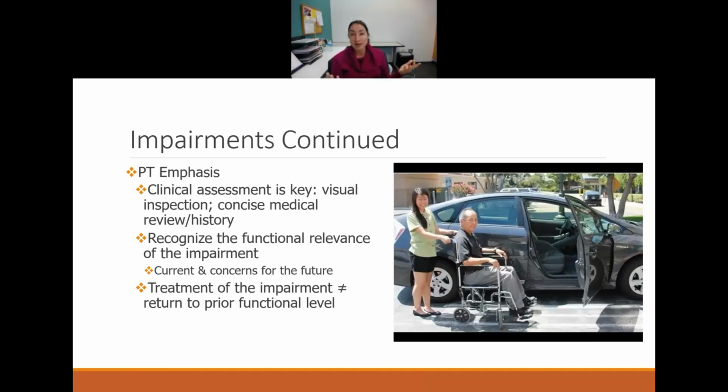It may keep them with passive movement, which would avoid contractures and allow for increased function, but not return to their prior level of function. They may not be able to still walk because the diagnosis has not changed. We're just preventing further damage or further functional impairments.